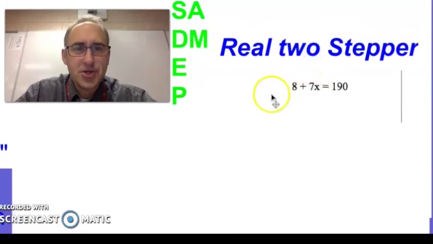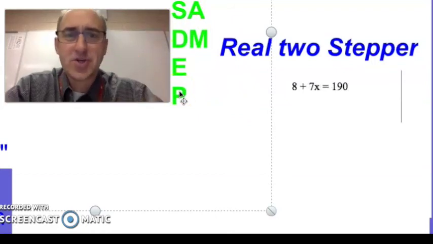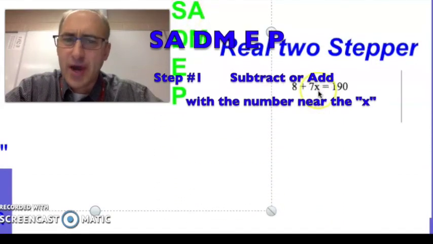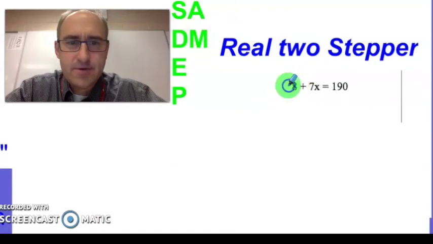Look at what I got right here. A real two-stepper. That's right, we're going to need to do SADMAP. Since we're solving, we're untying this equation. There's 2 things to do here. We're going to start by getting x alone by moving the subtract add step first. Do not pull that 7 away from the x. It's not ready yet. So what kind of 8 do we have here? Nothing's in front of it, so it looks like a positive 8. We need to do the opposite of positive, which is subtract 8 from both sides.